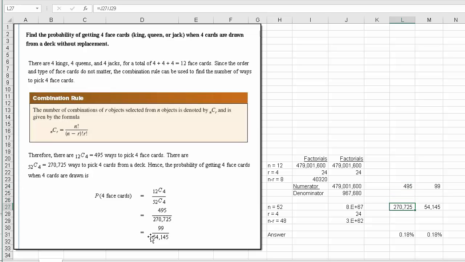Now they reduced it by taking 5 out. I'll show you how we did that too. Just divide 5 from both. And we get 99 out of 54,145. But I'd like to go the next step and just divide that. And whether you use this number to do it, or these numbers, it doesn't matter. The probability turns out to be 0.18%.